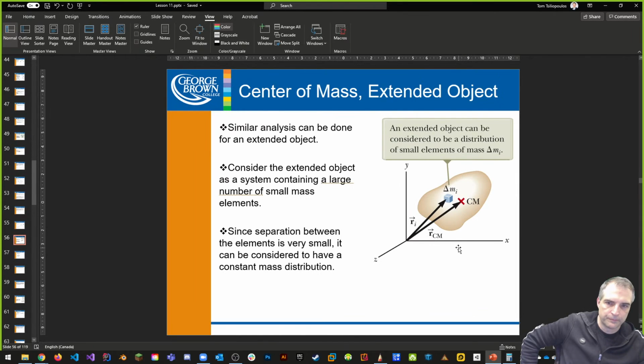All right. We can also call something an extended object, where we have a distribution of small elements of mass delta m initial. I have a bunch of little elements, and I want to find the center of mass. By the way, this is a little bit out of scope for what we're doing here in our game examples, because a lot of times it's not like we have a bunch of little things that combine to make something bigger. It's more like the other way around, where we have a big object that breaks down into smaller pieces.